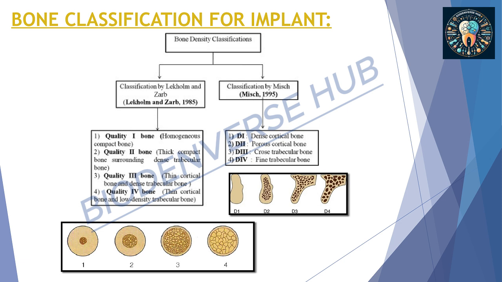After that we have the Misch classification, which basically has the D1, that is the dense cortical bone, then the D2, the porous cortical bone, then D3, that is the coarse trabecular bone, and D4, that is the fine trabecular bone. So this was the bone classification for implant.